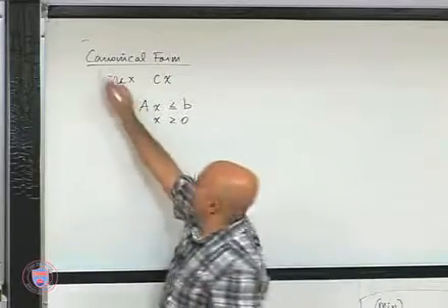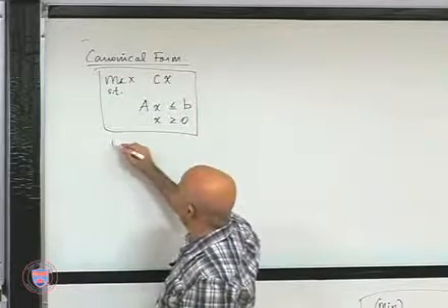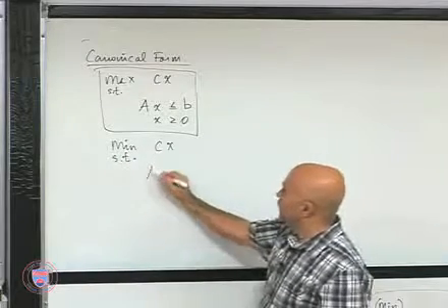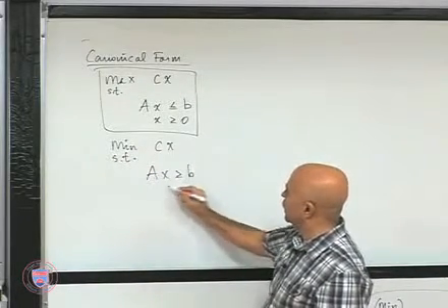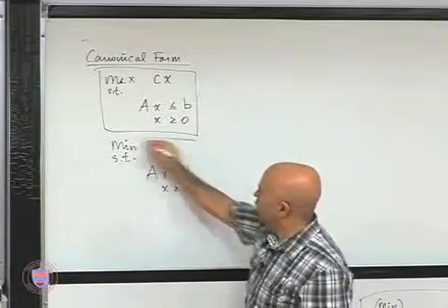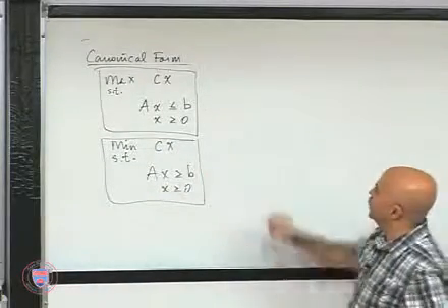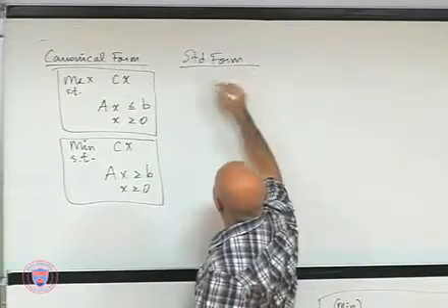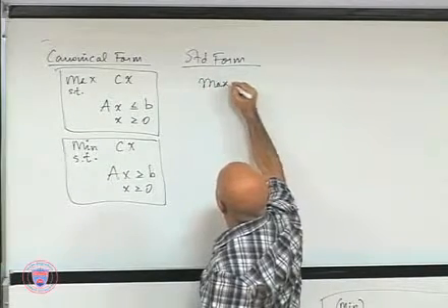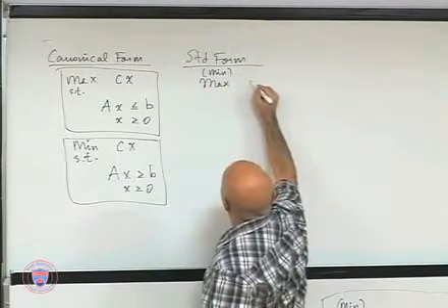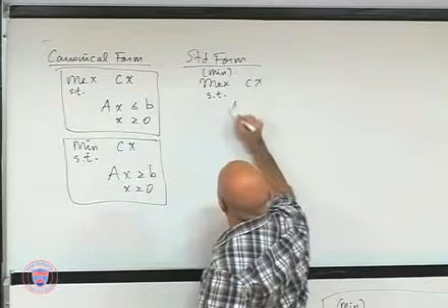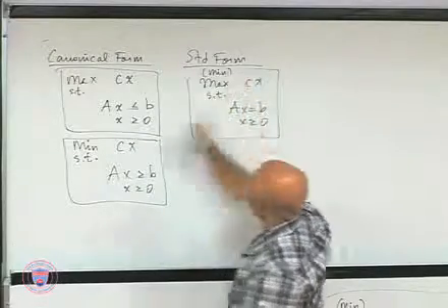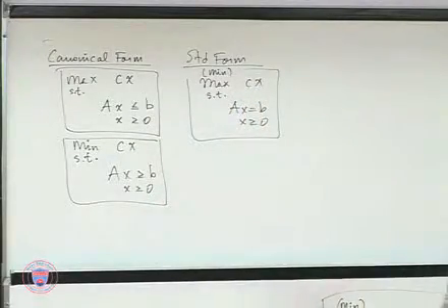All right, so that's your canonical form maximization, and then we've got the canonical form minimization, which is this one. And then we've got the standard form, which is maximization or minimization of cx subject to Ax equals b, x greater than or equal to 0. It's so much easier to write these down than the other ones.